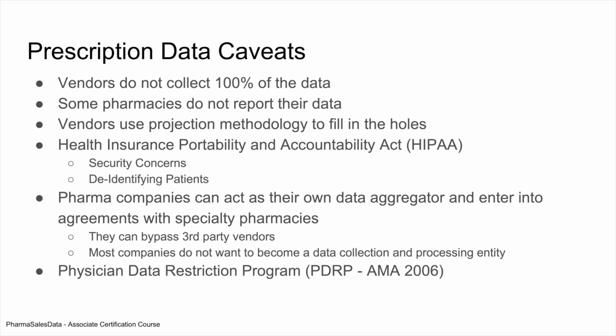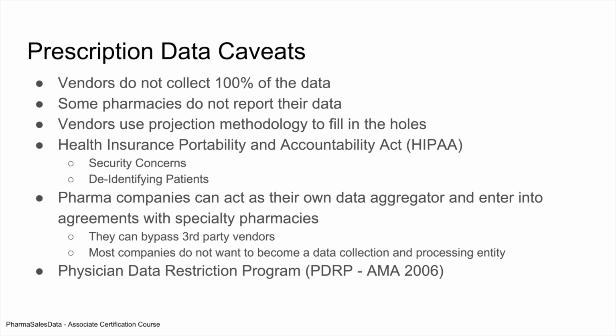The Physician Data Restriction Program, PDRP. This is an American Medical Association program developed in 2006. What this basically says is certain doctors can opt out of sales associates and other field personnel from seeing their prescription data. Now, this is a good and bad thing.